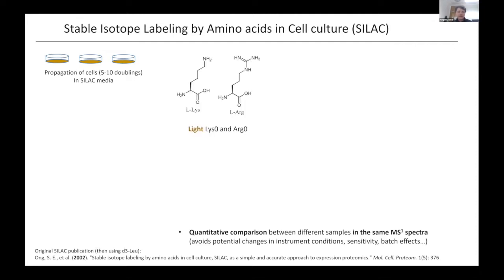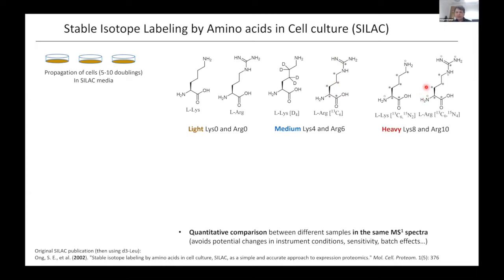And the versions that are available to us are either the standard light amino acids, such as lysine and arginine here, or versions thereof which have a specified number of heavy isotopes incorporated in them. So here's an example where there's 4 deuterium atoms incorporated into lysine, or here an example where there's 6 carbon-13 heavy carbon isotopes incorporated into arginine.